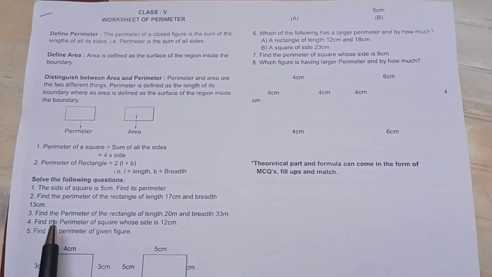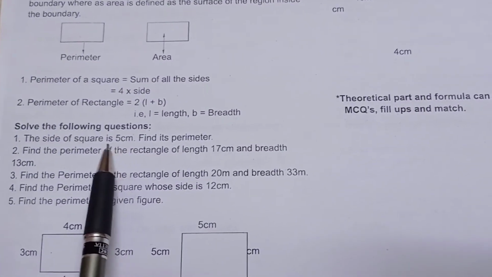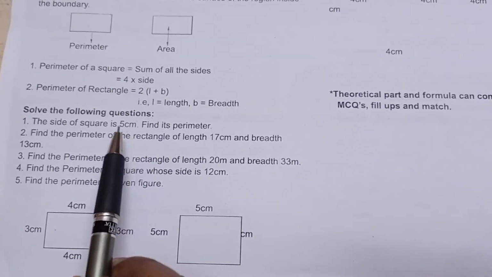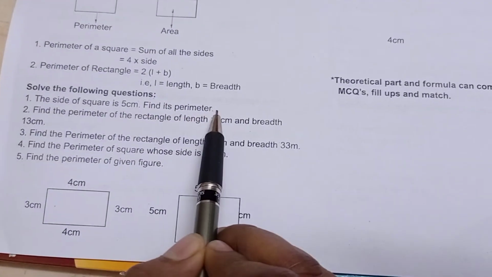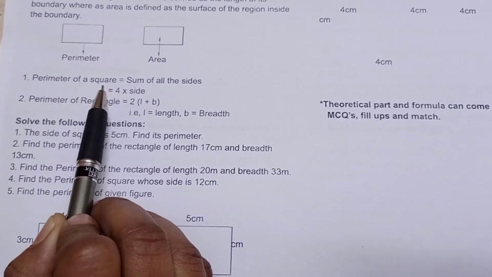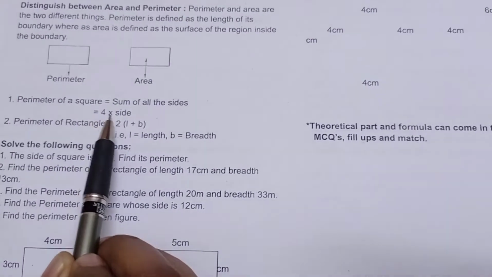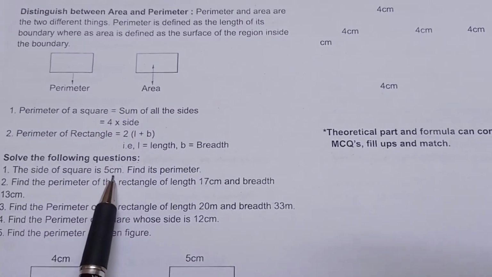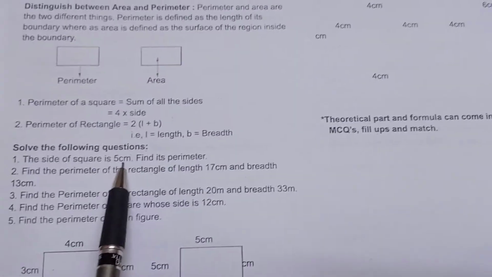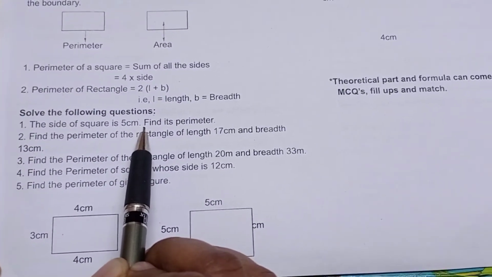Let us discuss one or two questions. The side of the square is 5. See beta, the side of the square is 5 centimeter. Side is given. Find its perimeter. Since the case is of a square, what is the perimeter of a square? Sum of all the sides, or 4 multiplied by side. So what will be the perimeter of this square? It will be 4 multiplied by 5. 20 centimeter will be the answer.